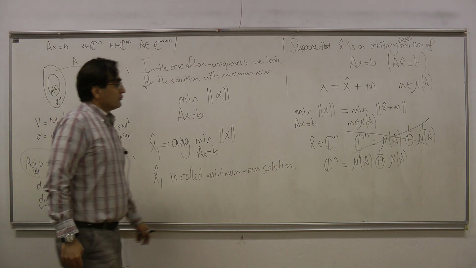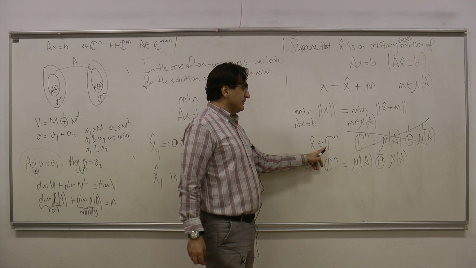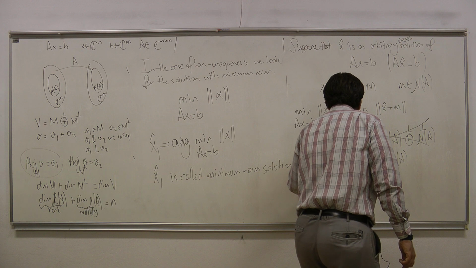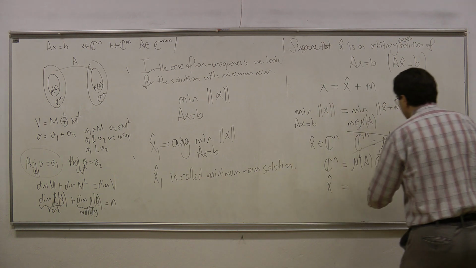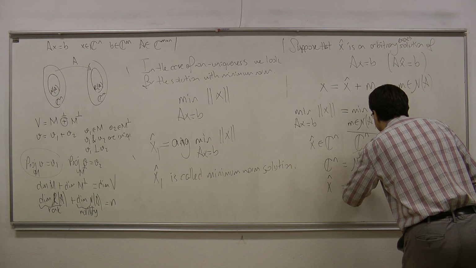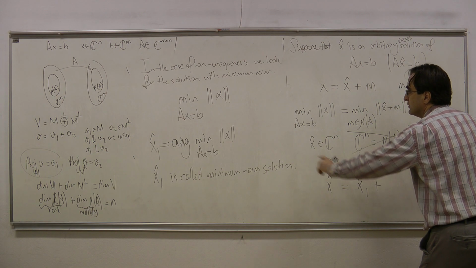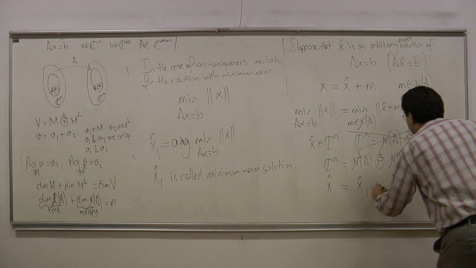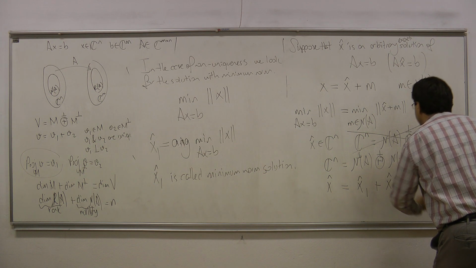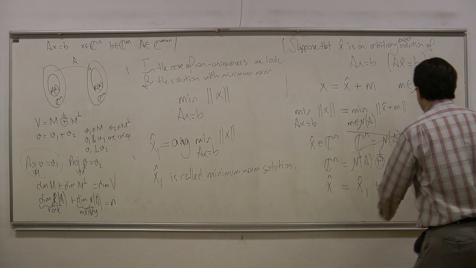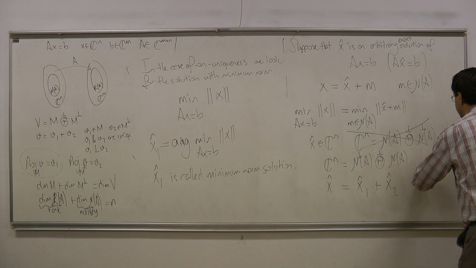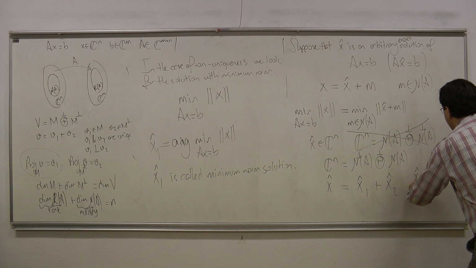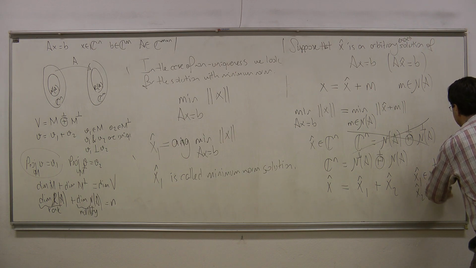Since x hat is in Cn, using this decomposition, I can write x hat in terms of two vectors: x1 hat, which is going to turn out to be that solution actually, and x2 hat. And x1 hat here is in null space of A orthogonal complement, and x2 hat is in null space of A.